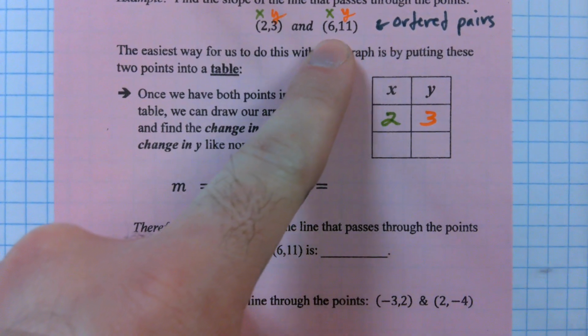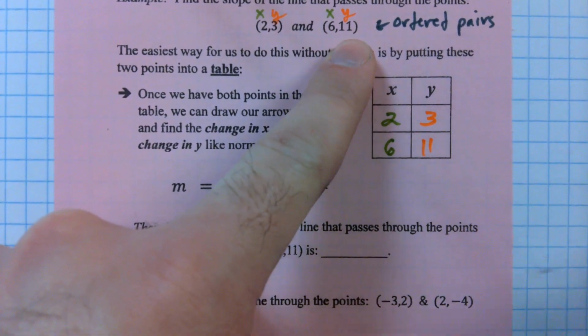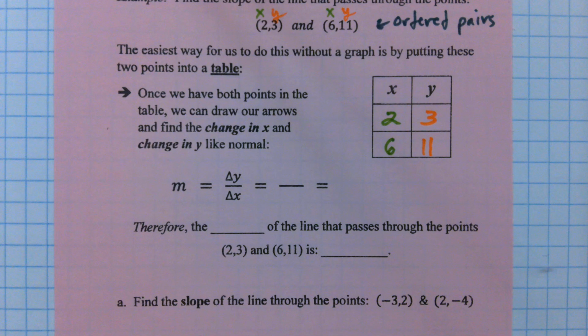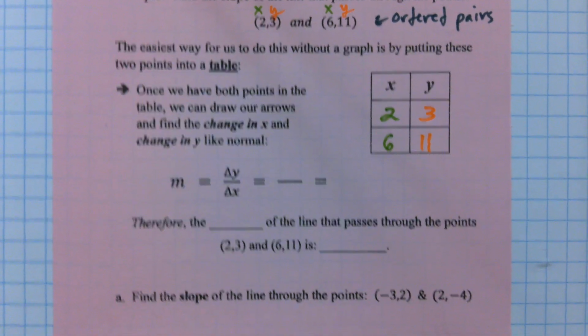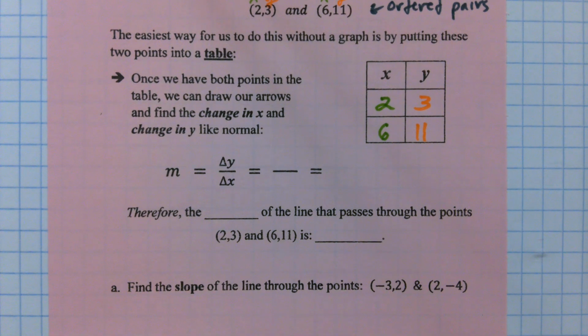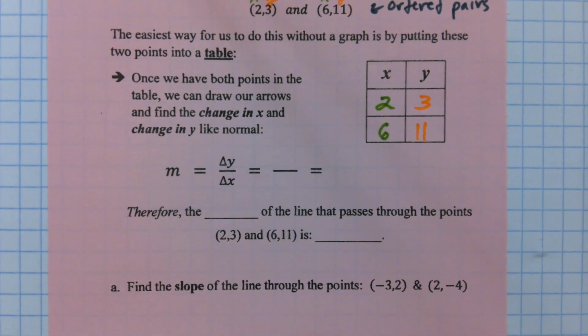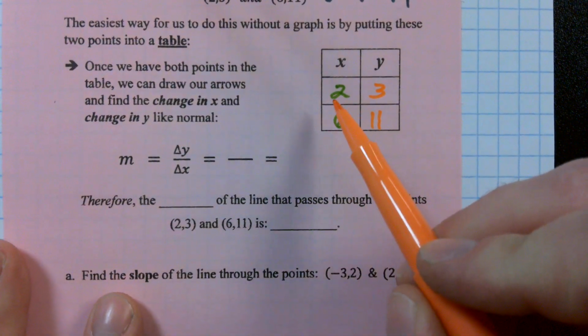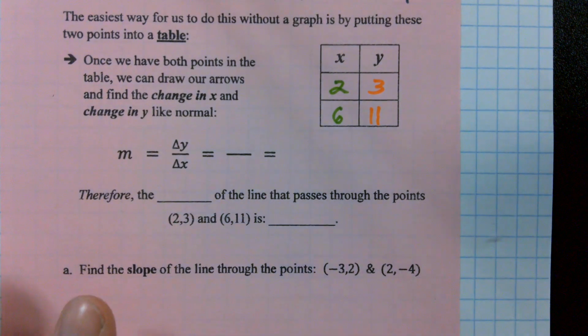My second point, my x is 6, and my y is 11. So we got like a little mini table. Normally we see 3 points or 4 points. Now we're only seeing 2 because we're finding the slope from just 2 points. Plus 3, plus 8. Plus 4, plus 8. So now we're going to do exactly what we always do.